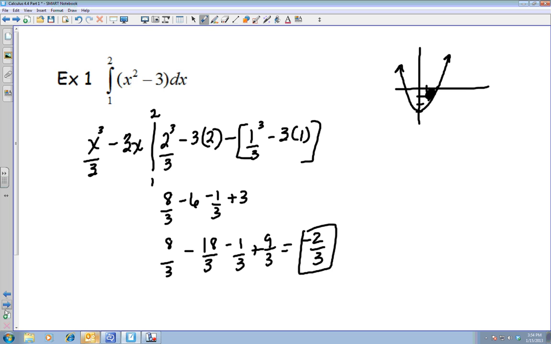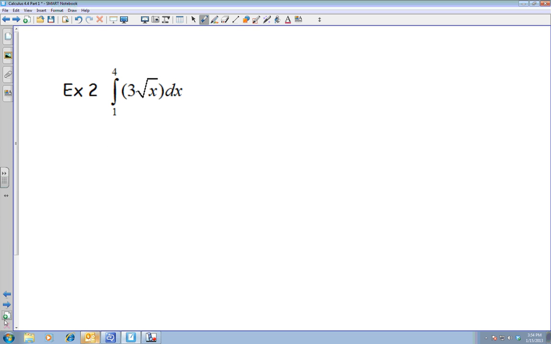All right, so example 2. First thing I need to do is rewrite my integral. So I'm going to go from 1 to 4. This is 3x to the 1/2 dx. Okay, so we already know this is a constant. So remember we always brought our constant out in front. So I have 3 from 1 to 4, x to the 1/2 dx.